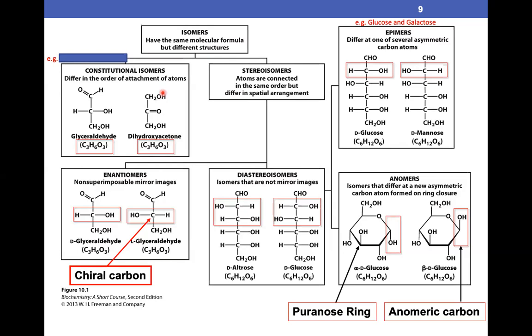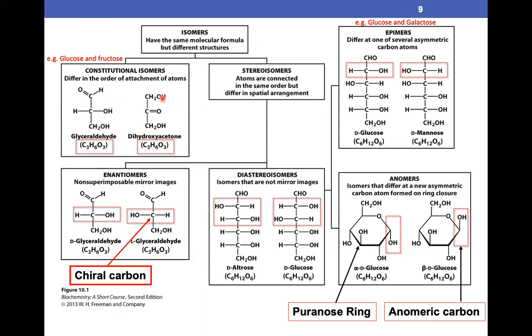And so what I call these things is constitutional isomers: same molecular formula, but different structures. Another name you might hear, and again I'm going to quiz you on this, is structural isomers. Structural isomers have the same molecular formula, but different structures, okay? So glucose and fructose are an example of constitutional isomers. That's kind of the easy one.